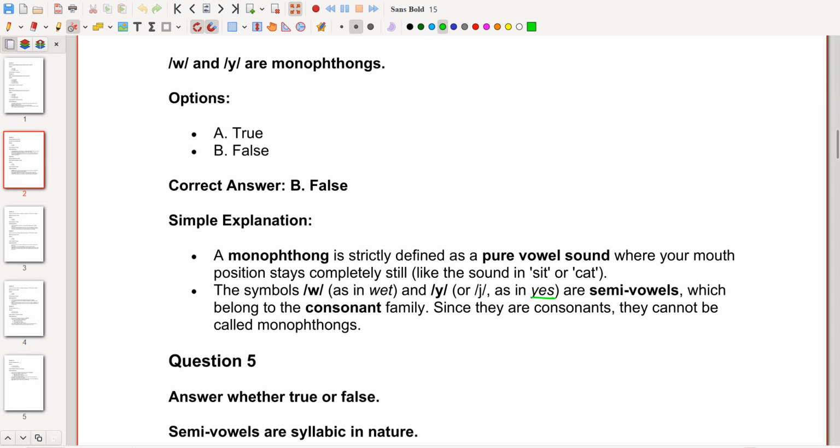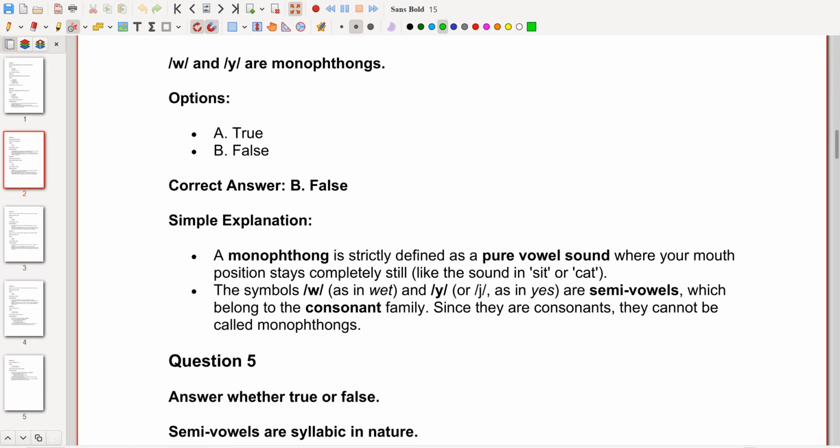And when you say Y, here also we are having some vigorous mouth movements. So these are semi-vowels which belong to the consonant family. See, they are coming under the consonant family. For a symbol to be a monophthong, it must be a pure vowel sound, right? So also your mouth should not move much. If a word is a monophthong, your mouth should not move much, right?